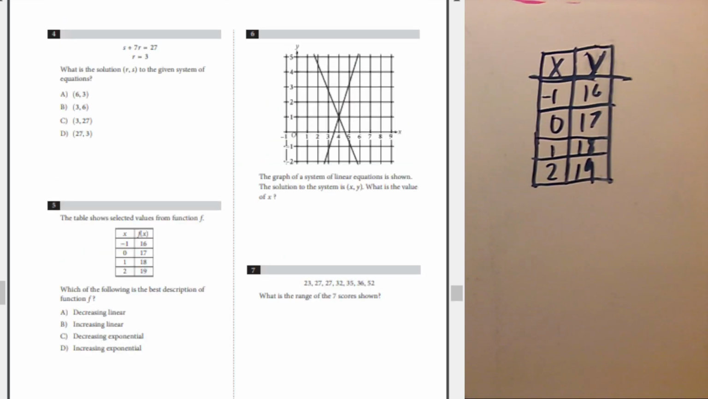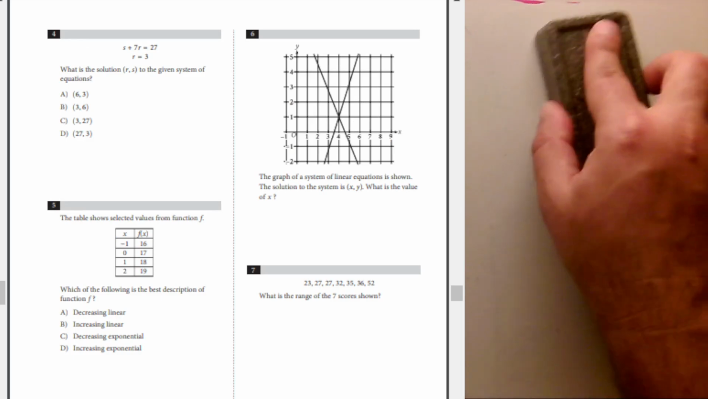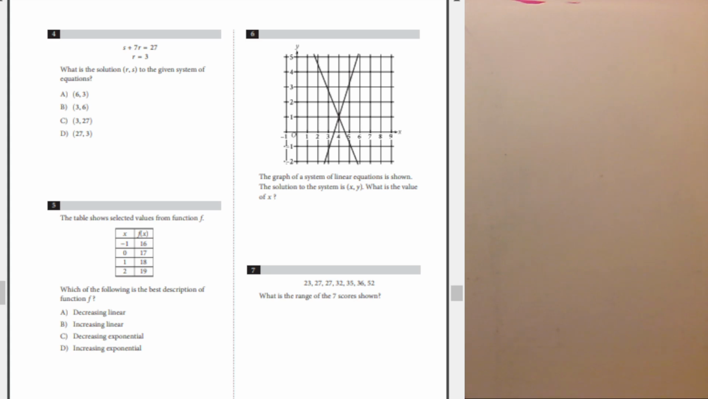Next we have number 6. The graph of a system of linear equations is shown. The solution of the system is x comma y. What is the value of x? Remember, the solution is where the two lines intersect. They're just asking us for the x value. So you look at where they intersect and figure out what the x value is. The x is the horizontal line, and we go over 4 increments to find where it intersects. So your x value would be 4.